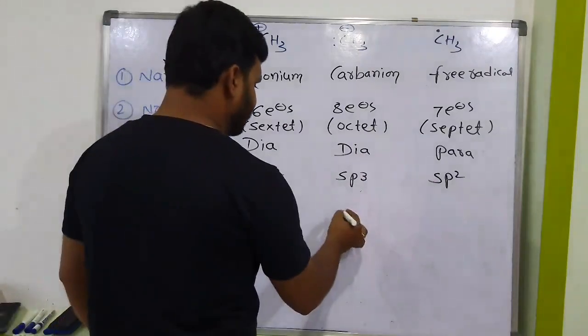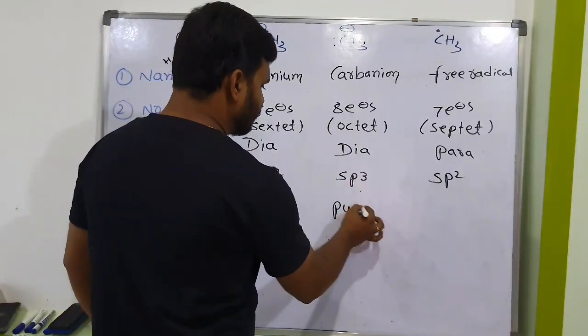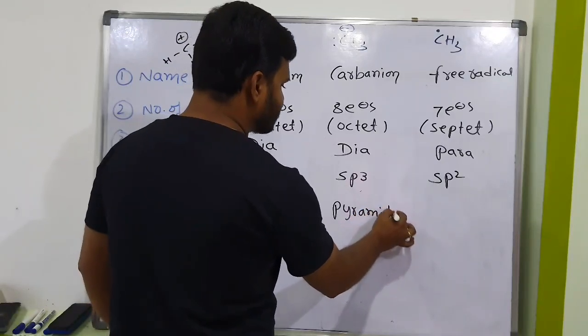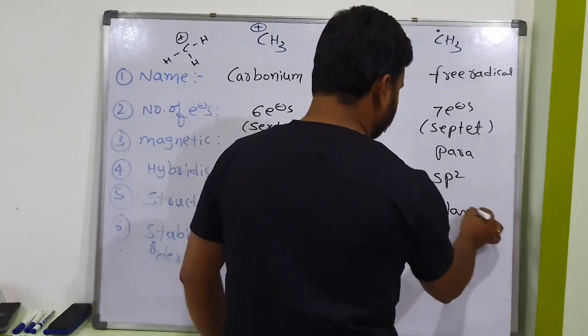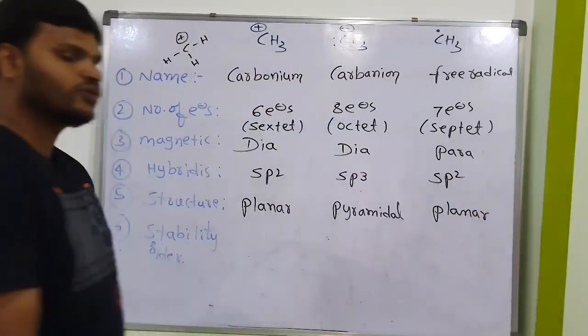What about the structure of sp3? Pyramidal. Why? Because here there are 3 bond pairs and a lone pair. That's the reason it is pyramidal. Same logic. This is also planar.